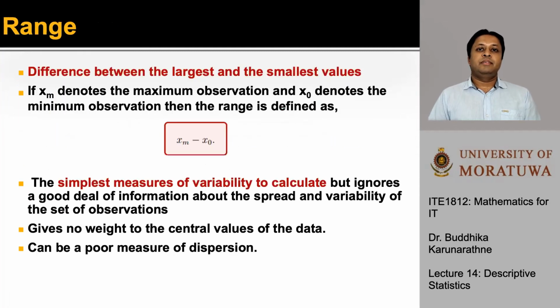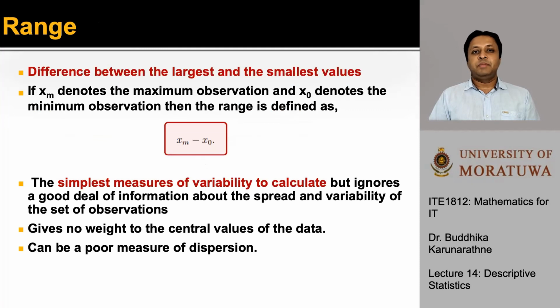So first one is range, simply defined as the difference between the largest and the smallest value. It is not very complicated. So put that in an equation, xm denotes the maximum observation and x0 denotes the minimum observation.